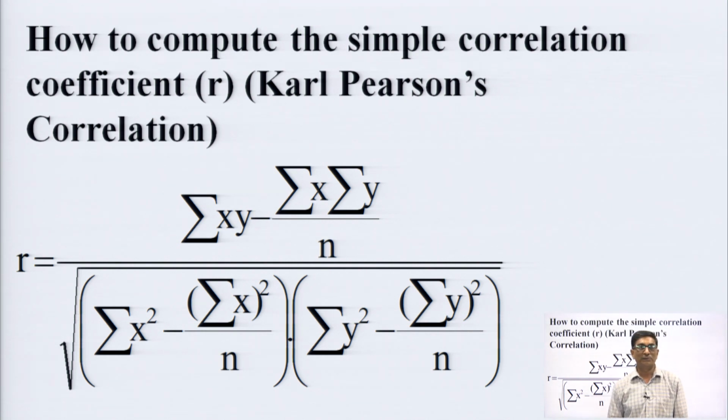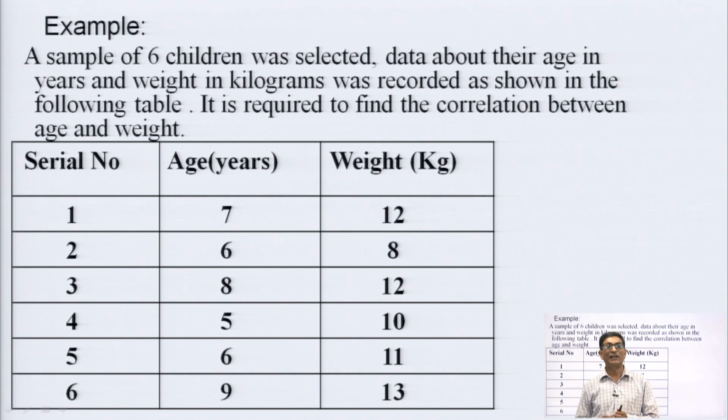Two points should be clear here. The summation xy means we first find the product of x and y, then find the sum. But in summation x into summation y, we first find the sum of x and the sum of y, then multiply them. So, this is the simple formula to calculate the correlation coefficient for two quantitative variables. I explain it with the help of an example.